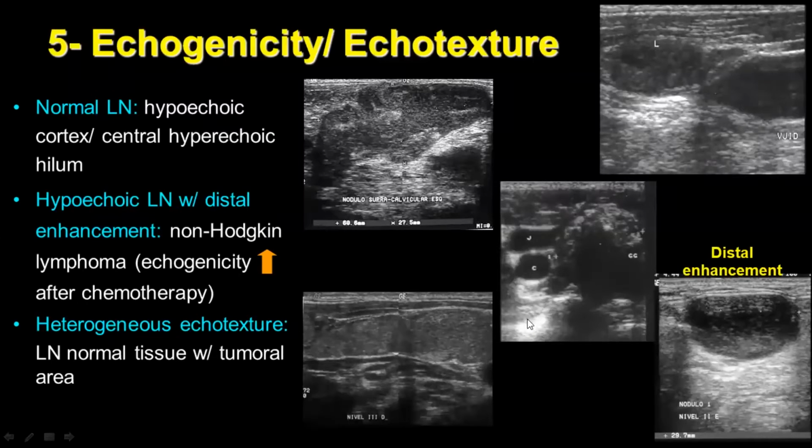Moving on to echogenicity and echotexture, the normal lymph node is hypoechoic in the cortex, with a hyperechoic hilum in the central part. When you have a hypoechoic lymph node with distal enhancement, we can think about non-Hodgkin lymphoma. If there is higher echogenicity, it's very common after chemotherapy. When you have heterogeneous echotexture, you need to think about normal tissue with a tumoral area inside. And here, a heterogeneous lymph node with calcifications, here with necrosis, and here an echogenic lymph node due to microcalcifications inside.